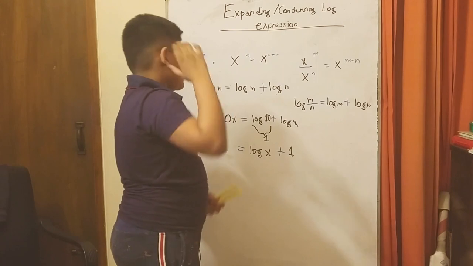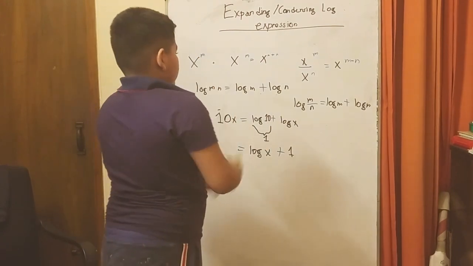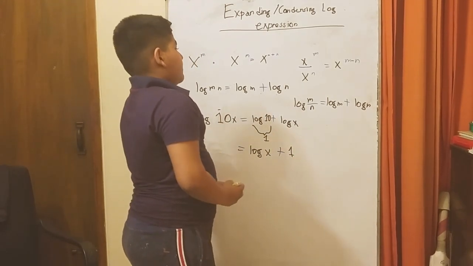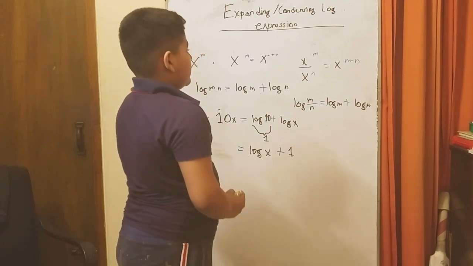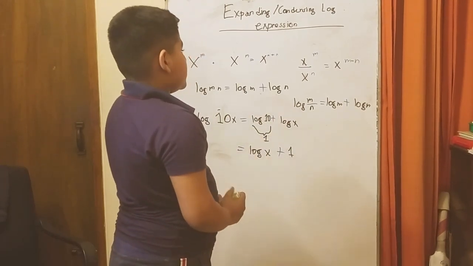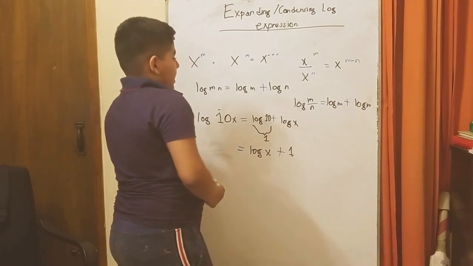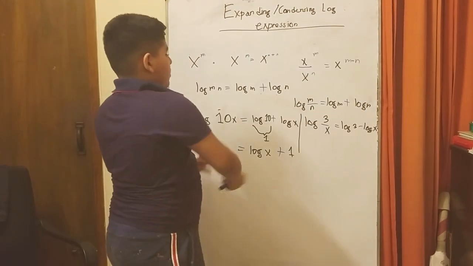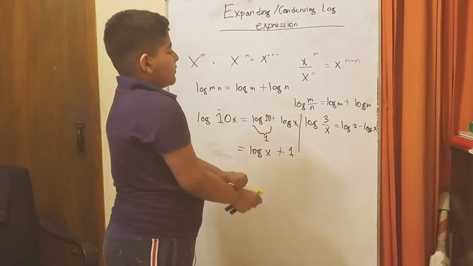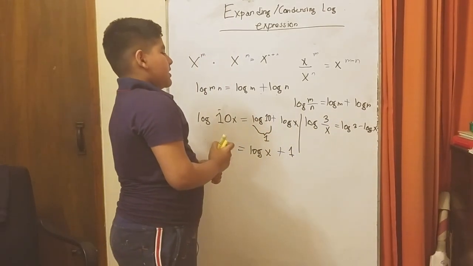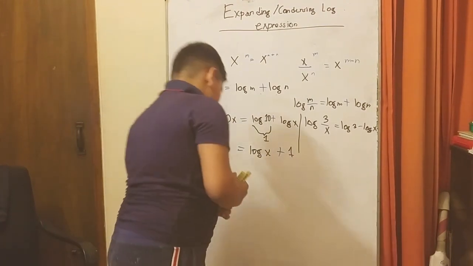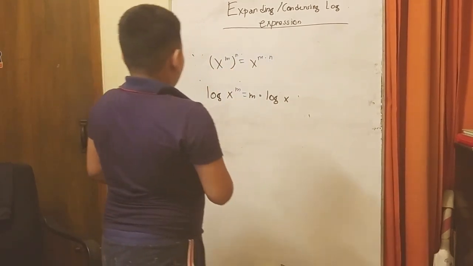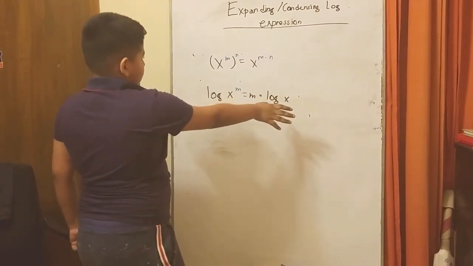Because that's the common base. Now the other law of exponents is x to the m over x to the n equals x to the m minus n. The same applies for the log. This is the example: log of 3 over x equals log of 3 minus log of x. Now this is another law of exponents. Abbreviating this to logs will give this.